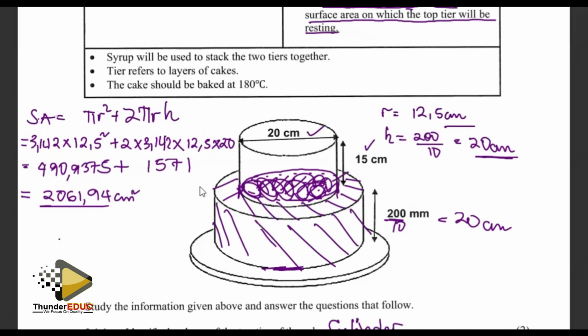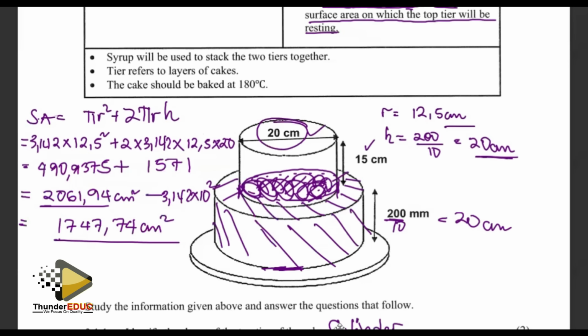But then we need to subtract the area of the circle of the top, the bottom of the smaller cake. The area of the bottom will be pi r squared, because it's a circle, 3.142 times 10 squared. Why 10 squared? The radius. So we continue, and the answer became 1,747.74 centimeters squared, 0.74 meters squared.